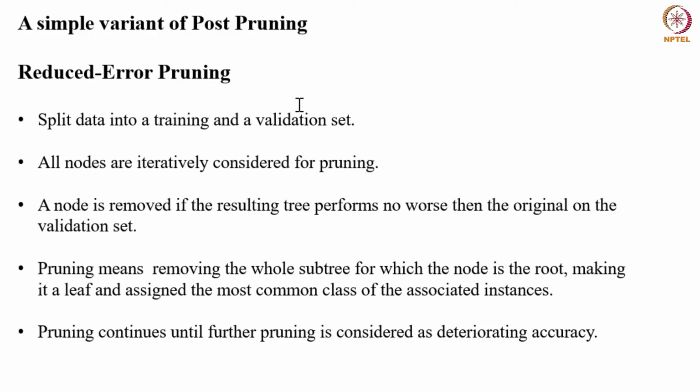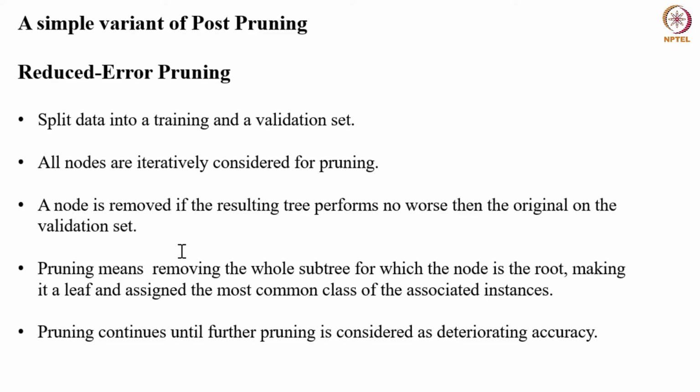And the scheme for that looks roughly as follows. So actually the data set is split into a training and a validation set. And the validation set is used as a basis for the pruning procedure. All nodes are iteratively considered for pruning. A node is removed if the resulting tree performs no worse than the original on the validation set.